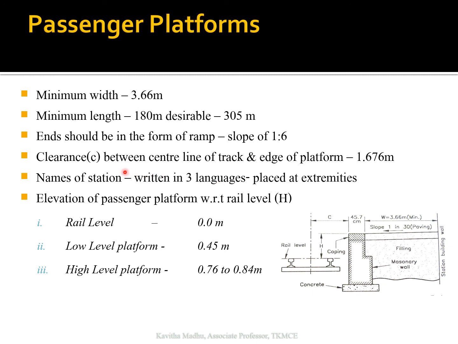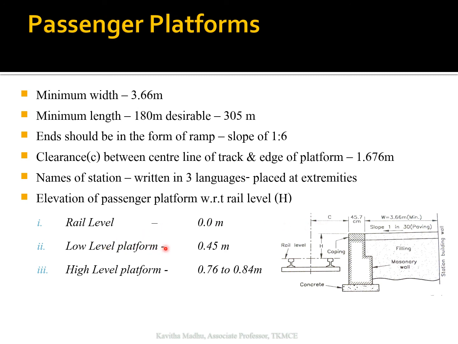Then the clearance between the center line of the track and the edge of the platform should be 1.676 meters, and this gives the details of the elevation of the passenger platform with respect to the rail level. So there are two types of platforms: one is a low level platform and another one is the high level platform. With respect to the rail level, it is considered to be at 0 meter.